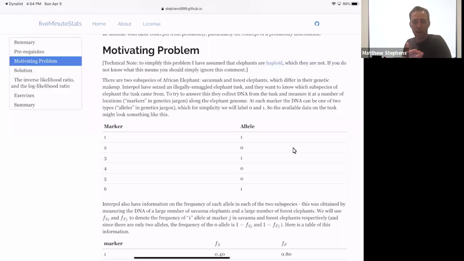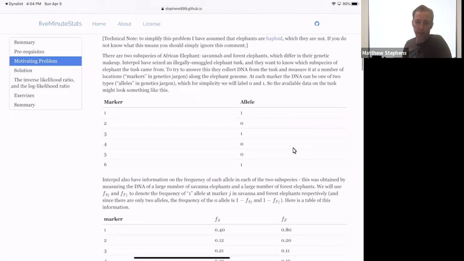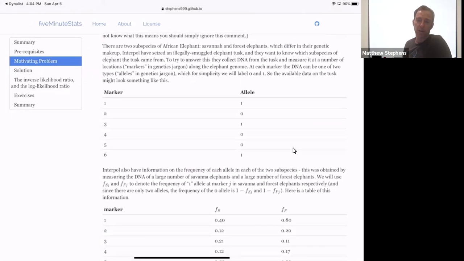So at each marker, here I have 6 markers, we're going to look at the DNA and see what type it is. And the types are called alleles. I'm just going to assume that there are 2 types at each marker that I'm going to call 0 and 1. So here's a possible data set. Here, 6 markers. At the first marker, I see allele 1. At the second marker, I see allele 0, etc. So I'm going to try and decide what's the support from these data for the 2 different models. Is this a forest elephant or is it a savanna elephant?